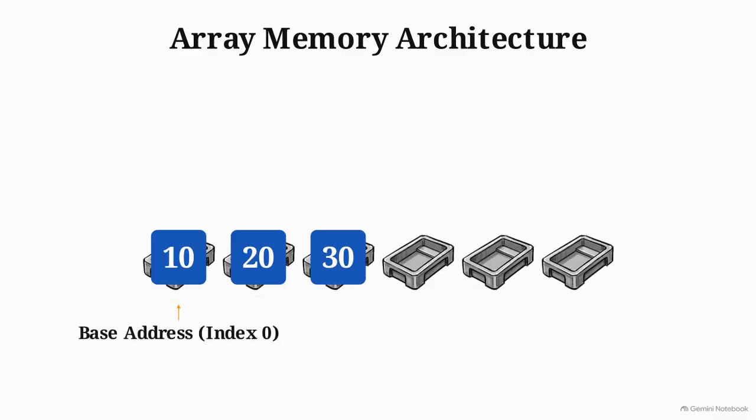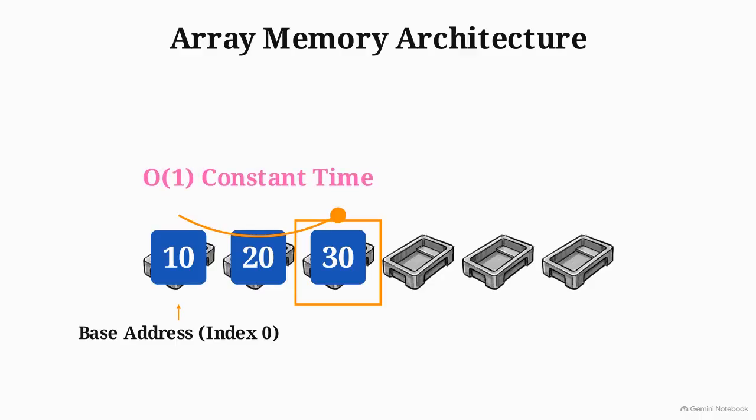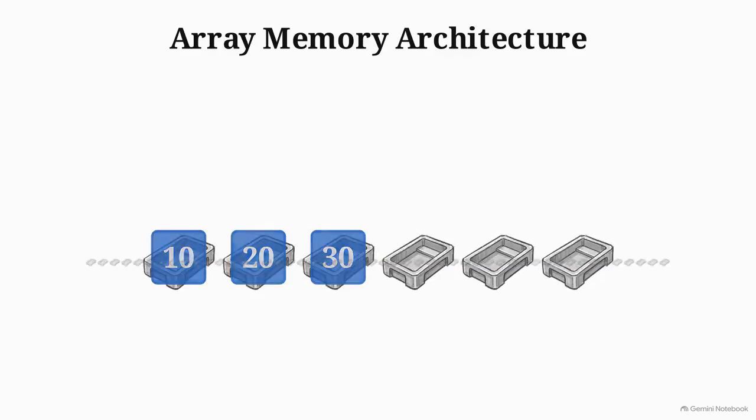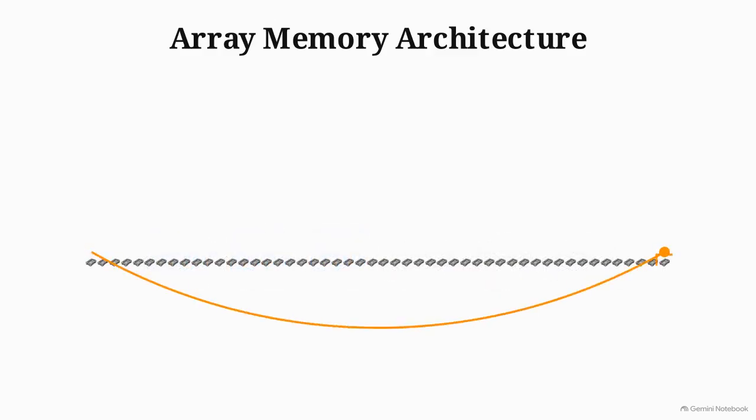Because the hardware knows the exact memory address where the list begins, and it knows the blocks are contiguous, it can mathematically calculate the physical location of any item and jump straight to it. In algorithmic terms, this is O(1) time complexity. The speed is absolute, regardless of whether the array holds 10 items or 10 million.